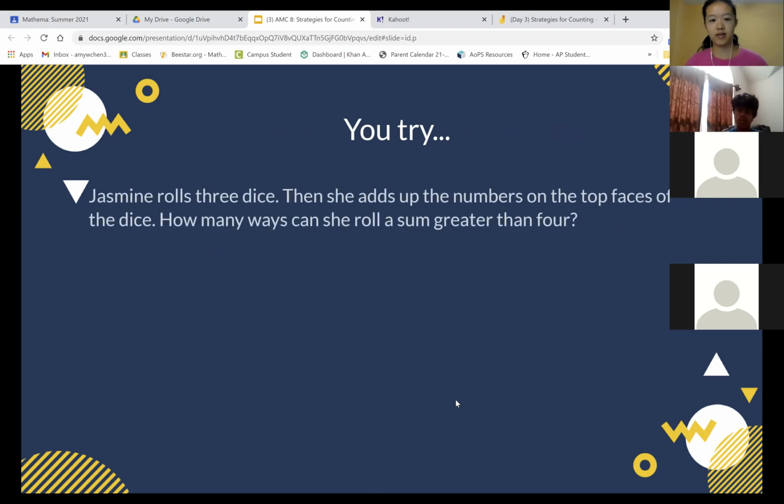Okay, all right. So now you get it. You can still do this slide. Jasmine rolls 3 dice, then she adds up the numbers on the top faces of the dice. How many ways can she roll a sum greater than 4? You would just use complementary counting again here as well.